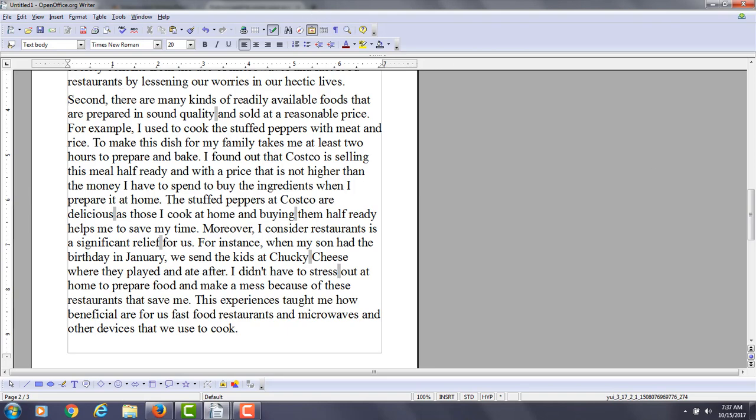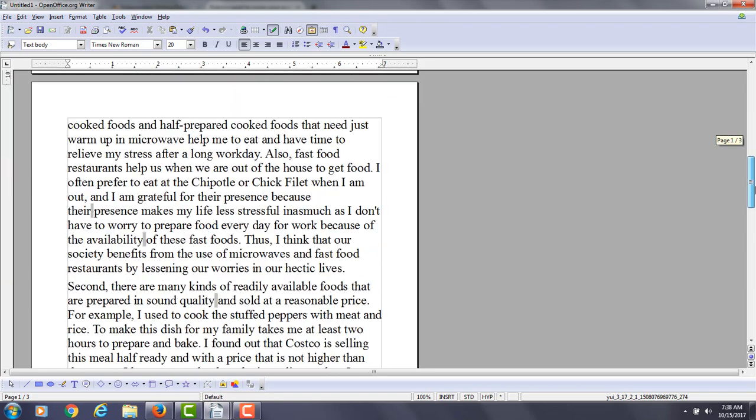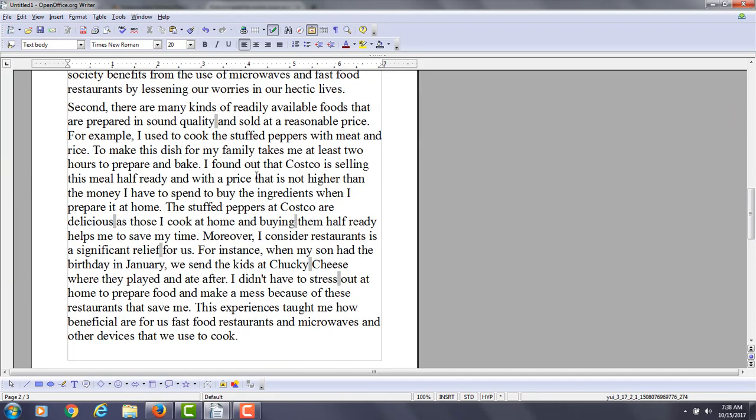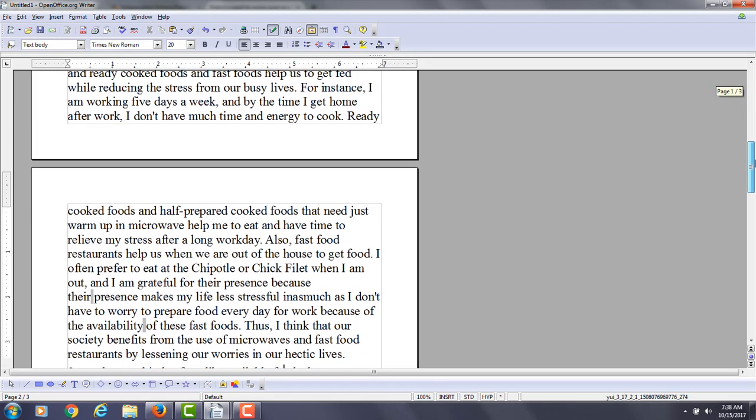I got to go back to your thesis, and we have to look at this. It says, our society has benefited making our lives maybe less stressful and easier to manage. So our second point is easier to manage. I think that's what you're trying to say here, right? So we have to say, many kinds of readily available foods that are prepared. We got to go back to microwaves and fast food restaurants, right?